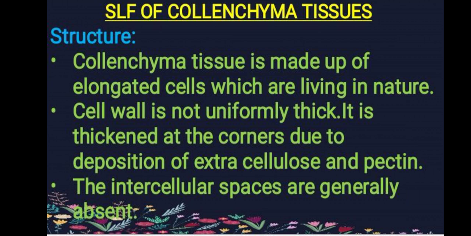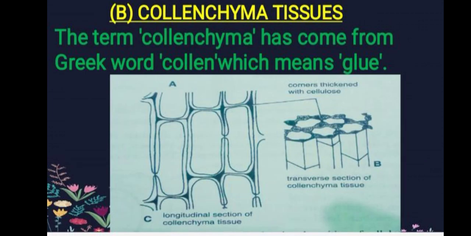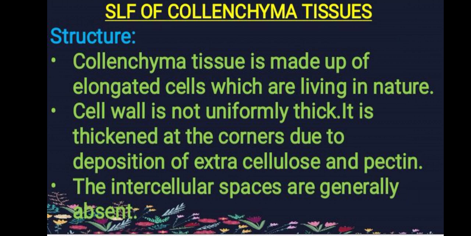Structure. Collenchyma tissue is made up of elongated cells which are living in nature. The cell wall is not uniformly thick. It is thickened at the corners due to deposition of extra cellulose and pectin. As in this diagram, you can see the cell wall is thickened at the corners. Intercellular spaces are generally absent in such tissue.